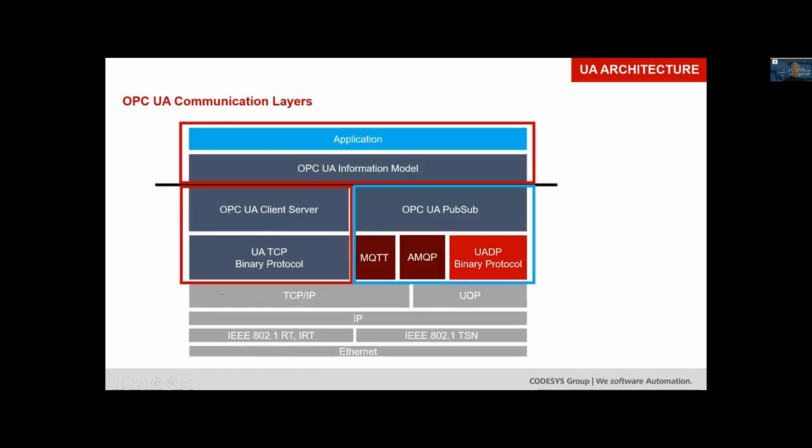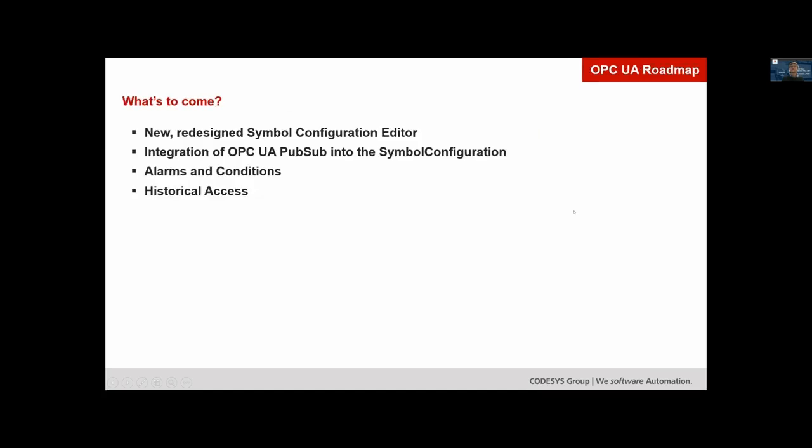Now, going back to the layer diagram, we just spent a lot of time talking about the UA information and application layer. For our demos, I also used the transport layer for UA client server. Then there's also this other transport layer called OPC UA PubSub. For that, CODESYS has a function block library, so you can just instantiate some function blocks to create OPC UA PubSub subscriptions. This is really great to talk to some PubSub enabled field devices and things like that.